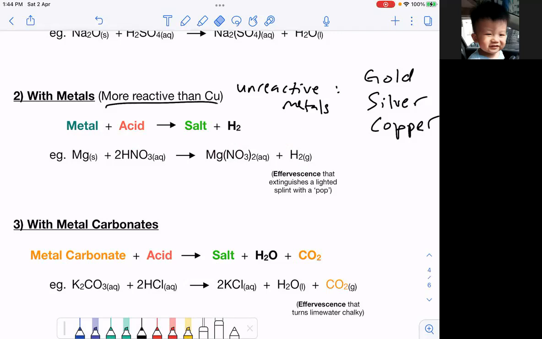Okay, choose your metal, choose your acid. Know that the product must have hydrogen. Then the other guy, the salt, is just the leftovers, crisscross. Then balance, mass balance.